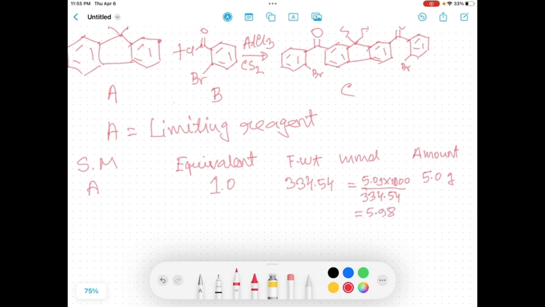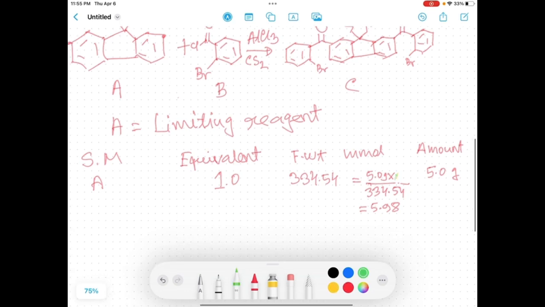Okay, so remember always, find the limiting reagent, and whatever amount you are taking, multiply that amount by 1000. Maybe I can show you more clearly. Take 1000 and divide by the molecular mass, then you will get the millimole.